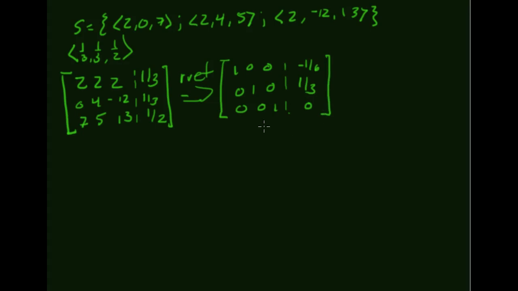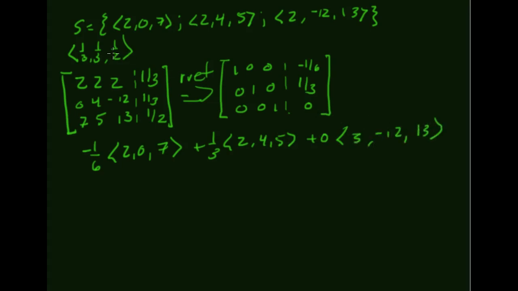So what do I have here? This means I have a unique solution, right? My unique solution is that if I take negative 1/6 times (2, 0, 7) plus a third times (2, 4, 5) plus 0 times (2, -12, 13), I'm going to get (1/3, 1/2). And that's the only way that you can combine these three things and come up with (1/3, 1/2). So that's part B of problem 1.